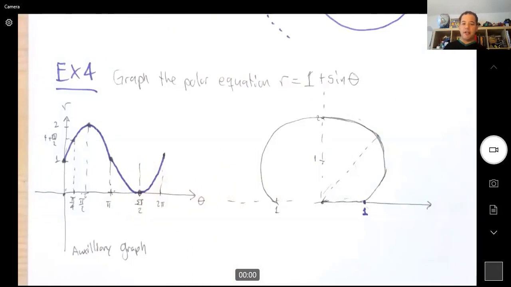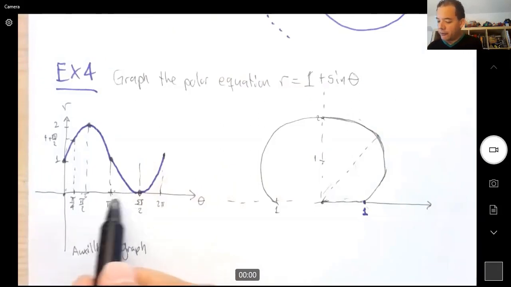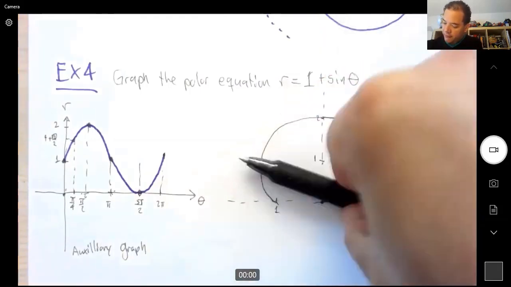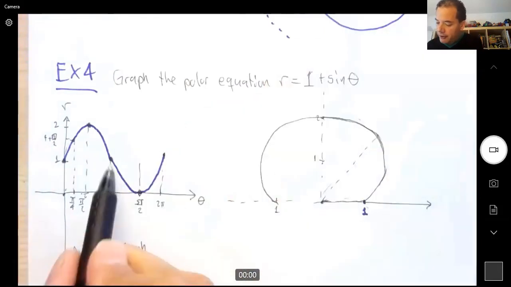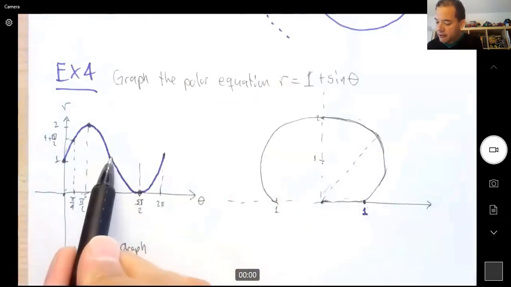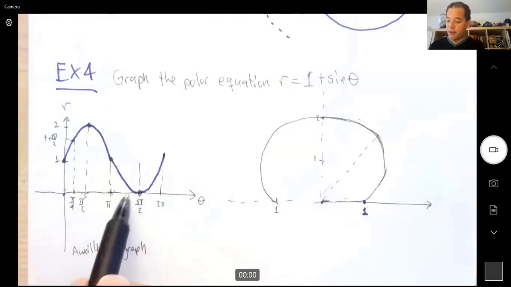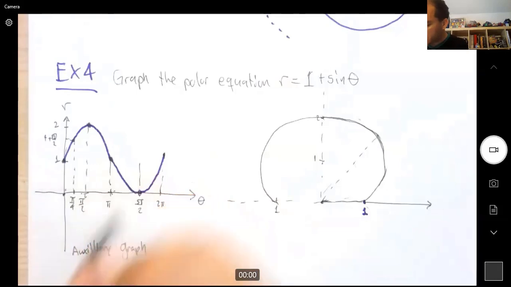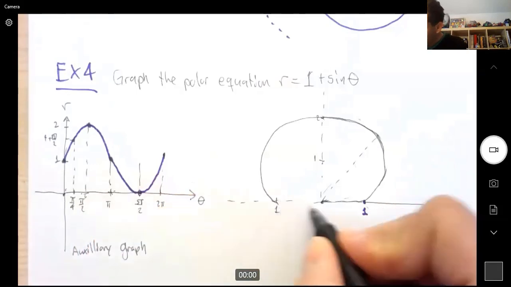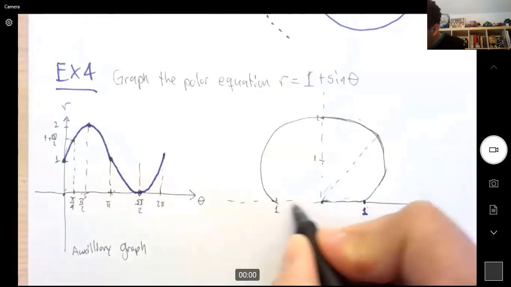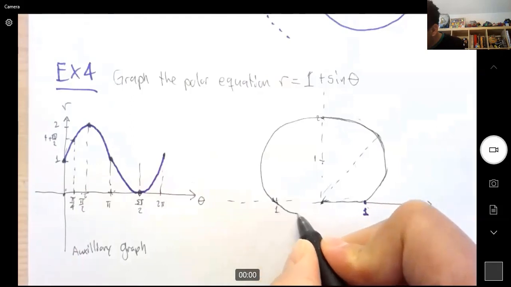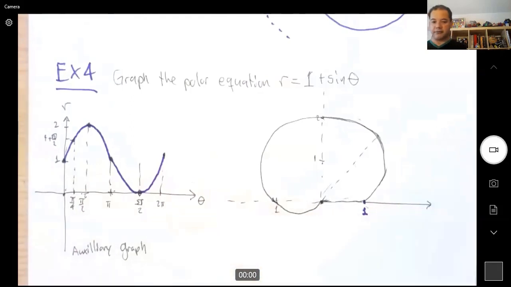Now, what happens from pi to 3 pi over 2? When we go from here to here, the radius becomes 0, right? As we go from pi to 3 pi over 2, it becomes smaller and smaller and smaller till it reaches 0. How do we do that? Well, from here to here, it's smaller, smaller, smaller, smaller till it's 0. So it has to be something like this, right? Smaller, smaller till it reaches 0.